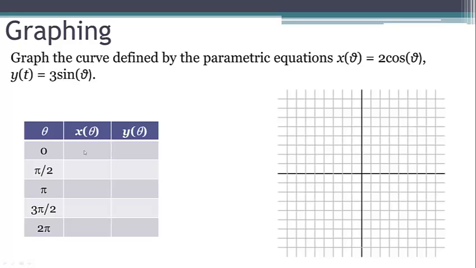That's 0, pi over 2, pi, 3 pi over 2, and finally 2 pi. And you can kind of see what's happening here. When we did this with the sine and cosine, our maximum and minimum values were 1 and negative 1. Here we're seeing 2 and negative 2, which corresponds to the 2 parameter, and 3 and negative 3, which corresponds to the 3 parameter.